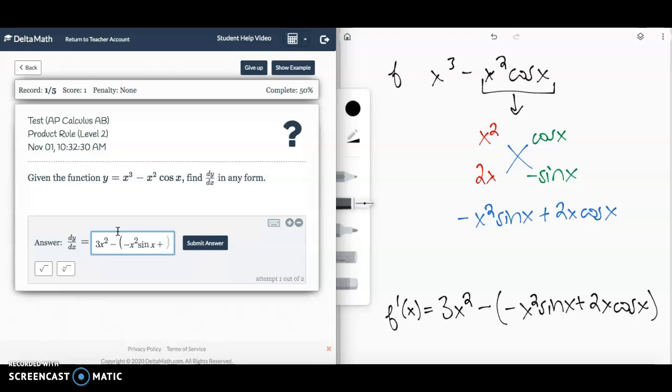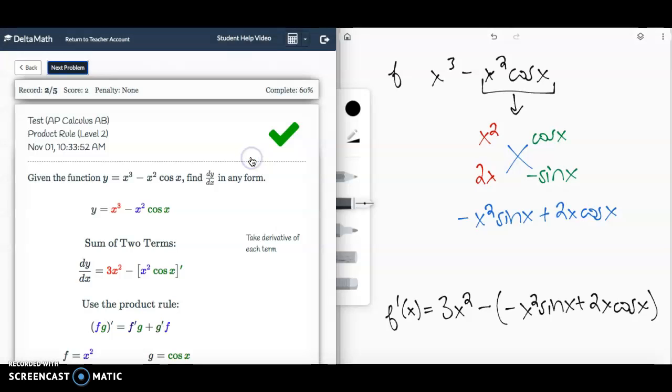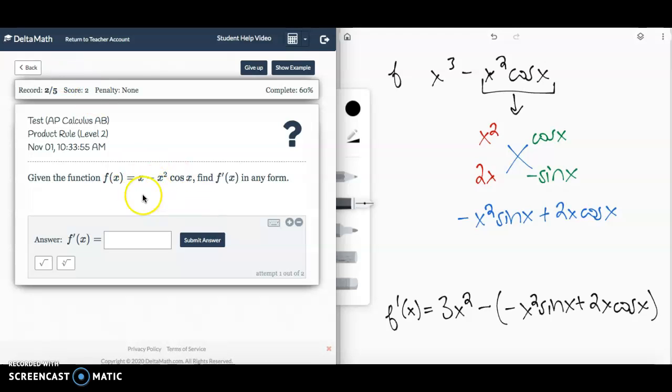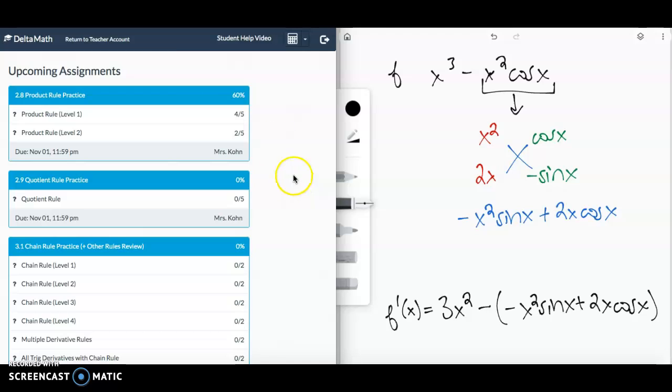All right, 3x squared minus negative x squared sine x plus, oh, why did I do that sign weird? It's got that n that's up a little higher. 2x cosine x. Okay. There we go. Yep, and then they'll continue being those similar sets of problems. So that is the product rule practice.